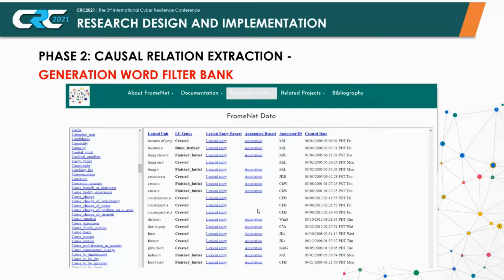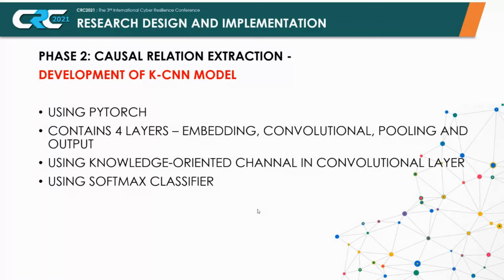Next is the generation of the word filter bank. Here is FrameNet, and inside that there is a lexical unit that represents the causative words. So we will look through the frames related to causality, then we will extract the lexical units to build our word filter bank. Then we develop the KCN model by using PyTorch, and it contains 4 layers: embedding, convolution, pooling, and output layer. In this case, we use the knowledge-oriented channel as the convolution layer. And lastly, we use a softmax classifier to classify the relation.